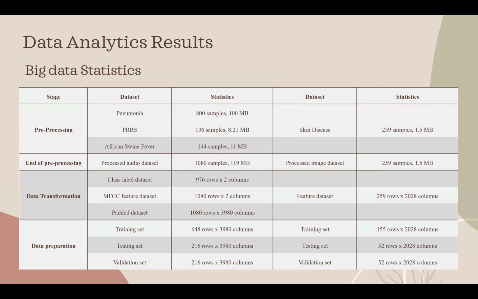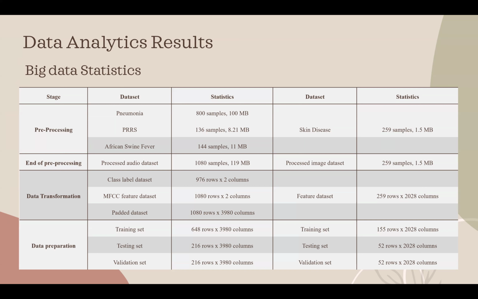Here are the big data statistics for the data analytics results. In pre-processing, we have two kinds of datasets. One is the audio dataset, and this is the skin disease dataset, which is the image dataset. For the audio dataset, we have pneumonia, PRRS, and African swine fever. For the image dataset, we have only skin disease, with 215 samples. At the end of pre-processing, the whole samples will be combined into one.